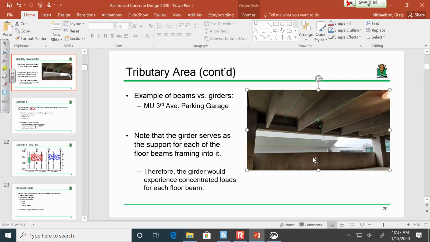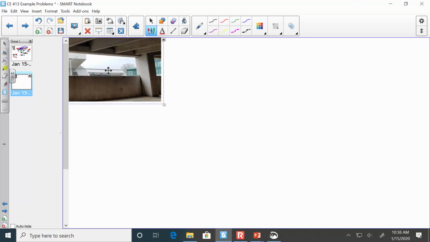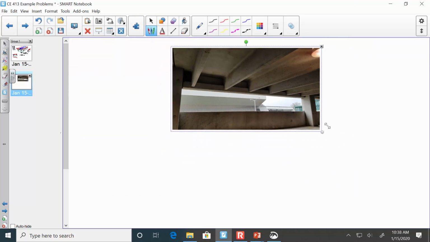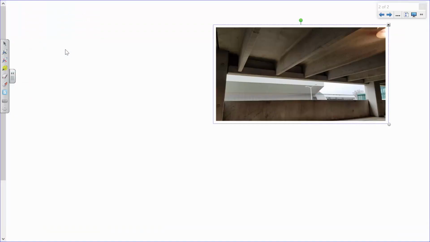Now I want to actually see if this image will copy. There we go. All right, let's look at the girders. In this case, we're looking at girder, I think it was B2, B3, is that it? C2, D2. C2, D2.